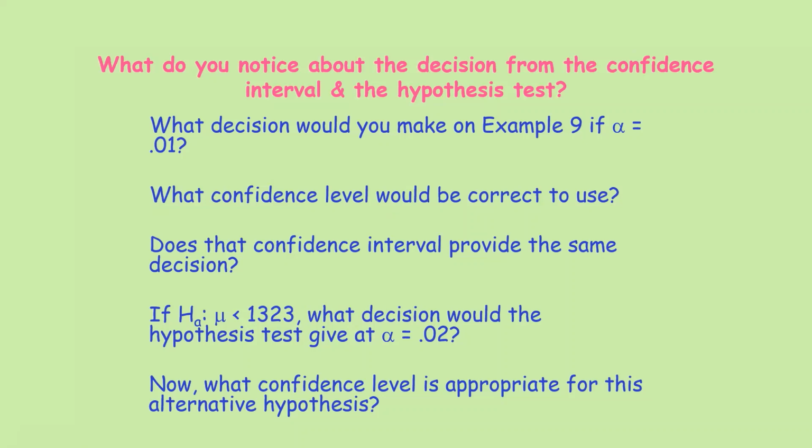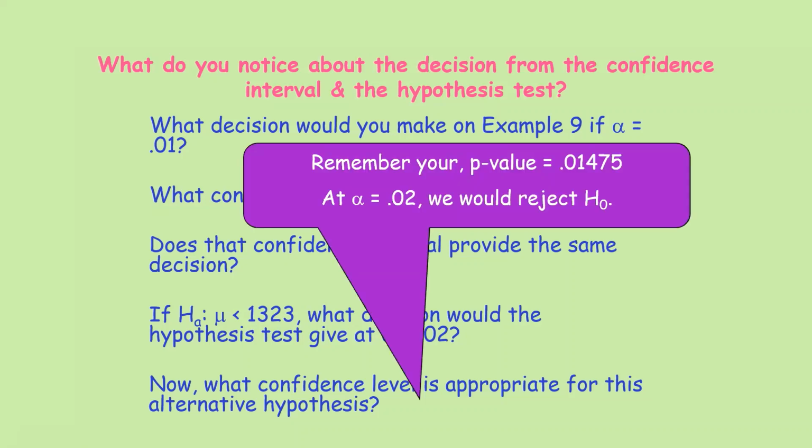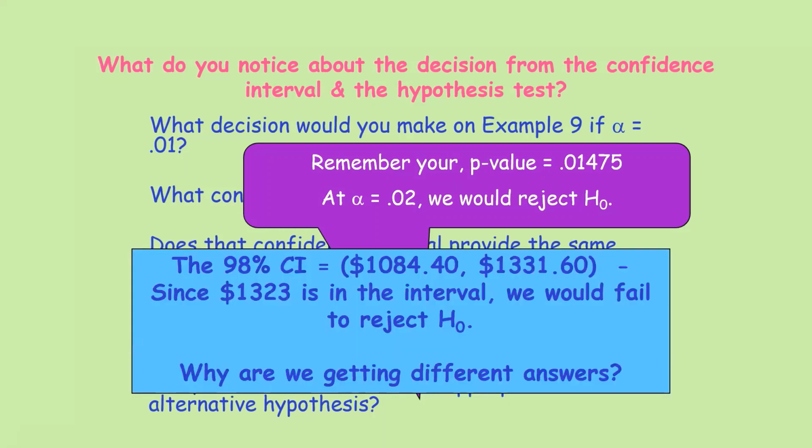So what if our alternative is that mu is less than 1323? What decision would the hypothesis test give at alpha equals 0.02? So now what confidence level is appropriate for this hypothesis test? Again, if your p-value is 0.01475 and alpha is 0.02, then we would reject. Okay, so p is low, reject H0. So if we're doing the 98% confidence interval, we'd get 1,084 to 1,331. And since 1323 is in the interval, we would fail to reject.